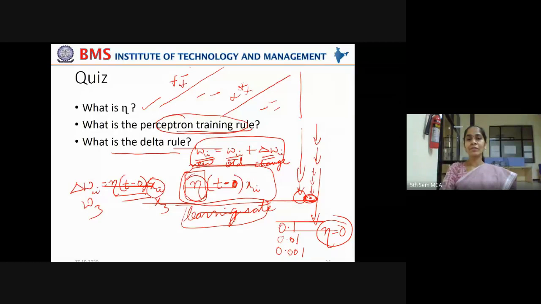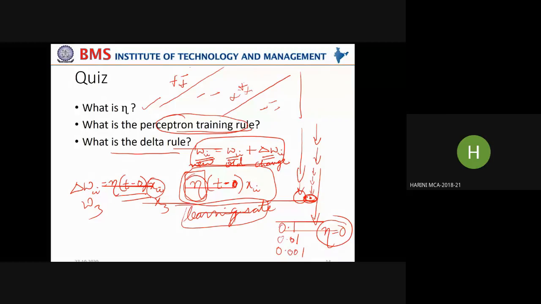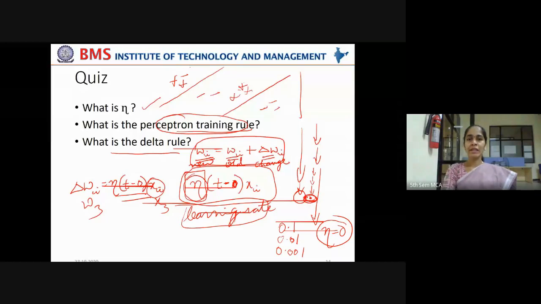Now, in which case is the perceptron training rule suitable? Which type of problems? Linearly separable or non-linearly separable? Linearly. Very good. Yes, yes. For linearly separable problems, the perceptron training rule is suitable. Whereas in the non-linearly separable case, you have to take the delta rule. That will make an approximation of the target function.